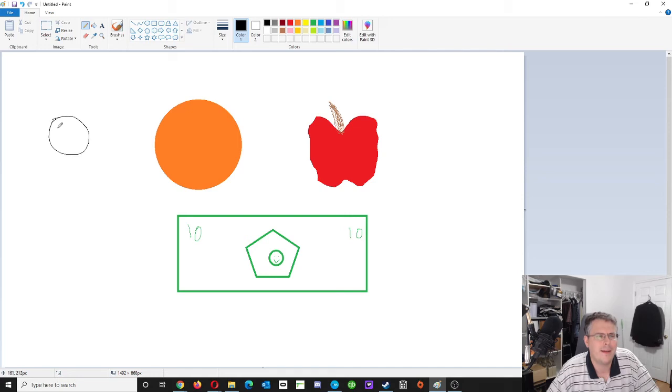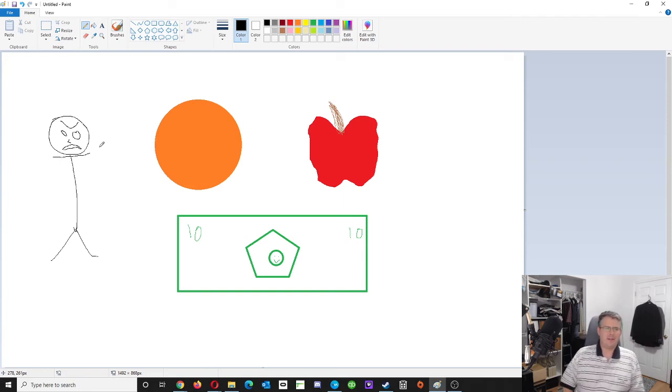Let's say we got an evil scowl here. All right, this is the boogeyman. He does a dance on you, a boogie dance. When he beats you up and he destroys your apples and oranges, or he steals your apples and oranges.